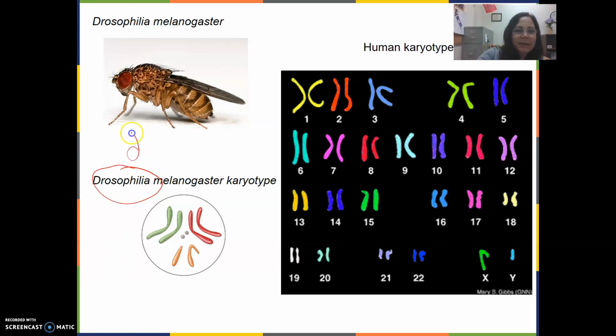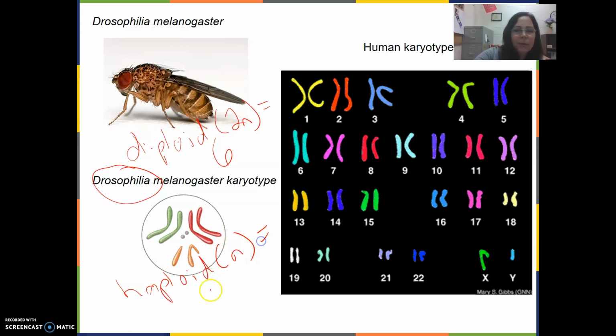Diploid or 2N number would be 6. And the haploid number, the number of chromosomes found in the egg and the sperm, would be 3. Okay, and a human karyotype is shown on the right, and you can tell that this is the karyotype of a male because the 23rd pair of chromosomes contains an X chromosome and a Y chromosome.